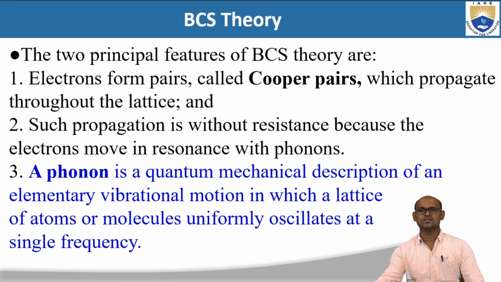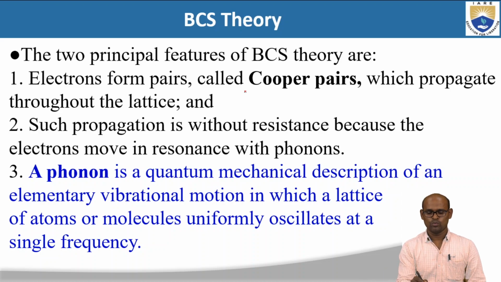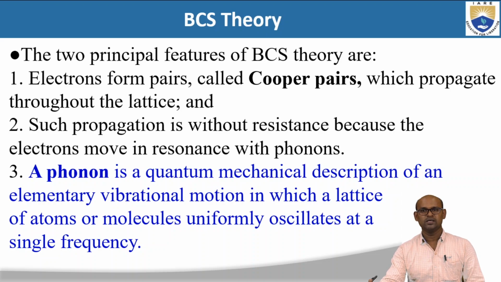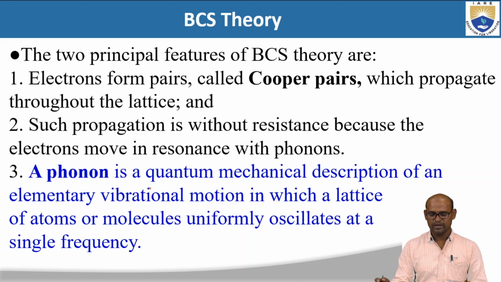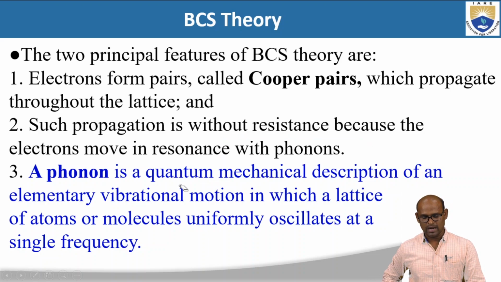The two principal features of BCS theory are that electrons form pairs called Cooper pairs, which propagate through the lattice, and such propagation is without resistance because electrons move in resonance with the phonons. Because of this electron movement without resistance, we get zero electrical resistance in the superconducting state. A phonon is a quantum mechanical description of an elementary vibrational motion in which a lattice of atoms or molecules uniformly oscillates at a single frequency. That is why we say electrons move in resonance with phonons. Phonon is nothing but lattice vibration.